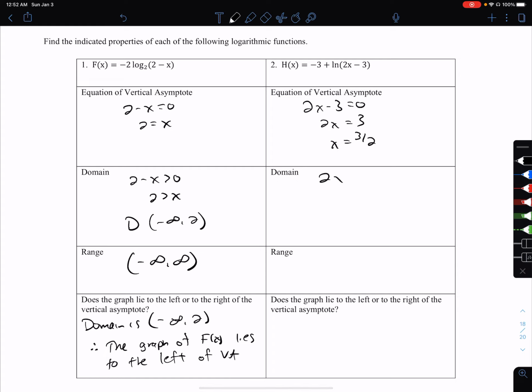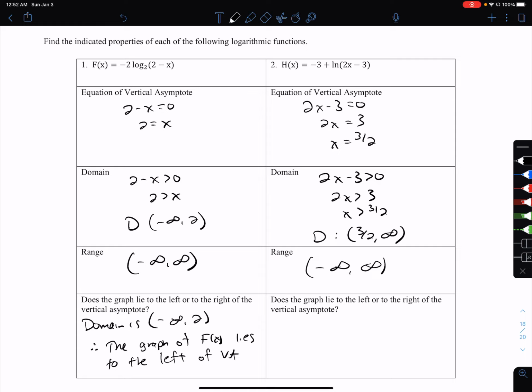The domain, we take the argument and we say it has to be bigger than 0. So we're saying the domain is going to be to the right of 3 over 2. So 3 over 2 to infinity. The range for every logarithmic function is negative infinity to infinity.